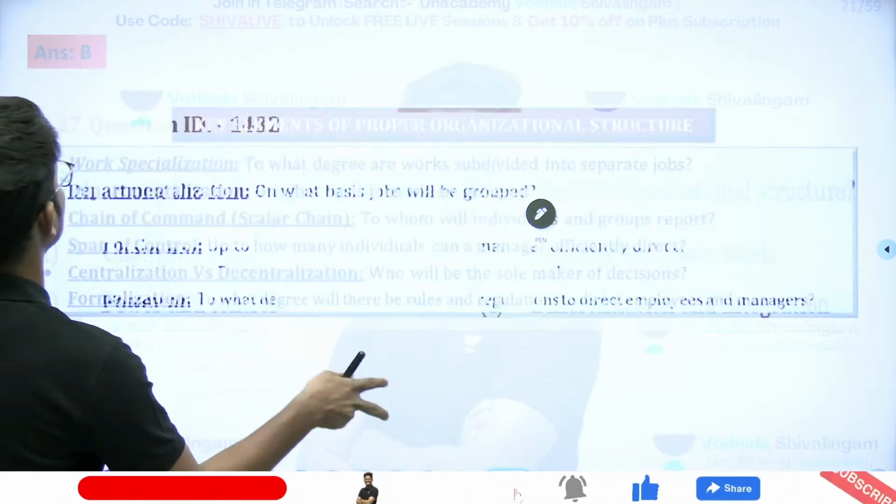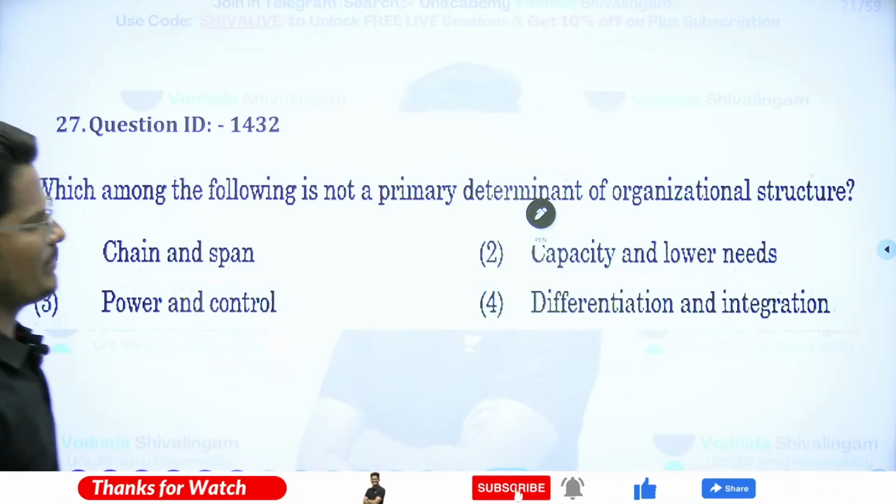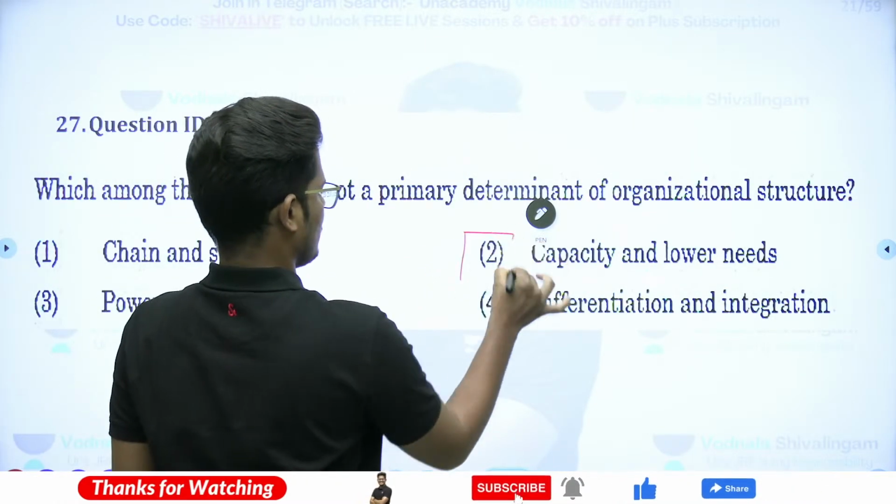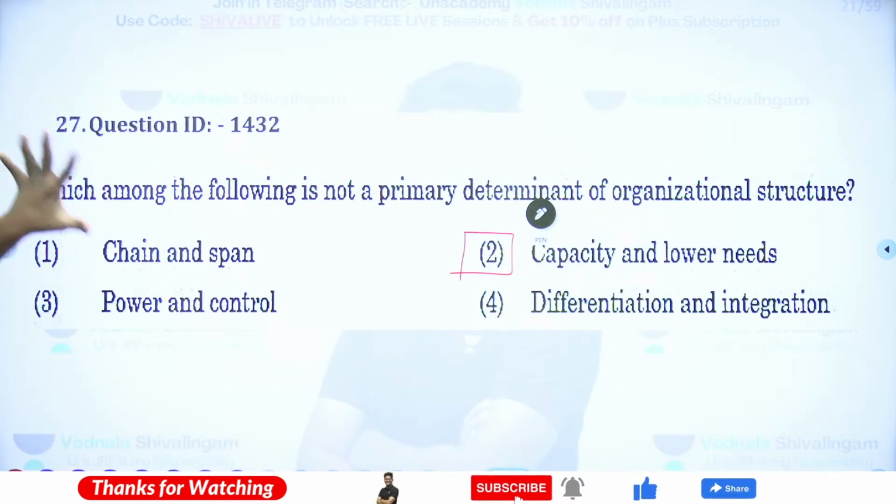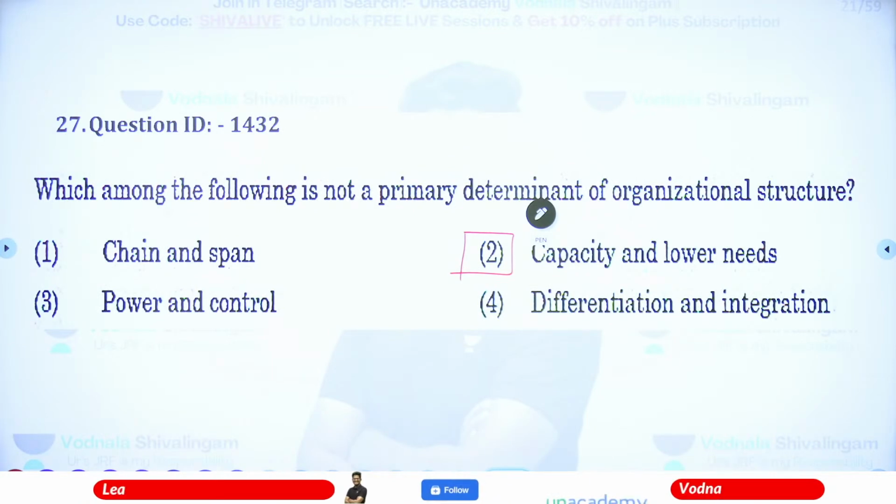So option B is the given answer, capacity and lower needs. Answer is B. Which among the following is not a primary determinant of organizational structure? Which is not a primary determinant?